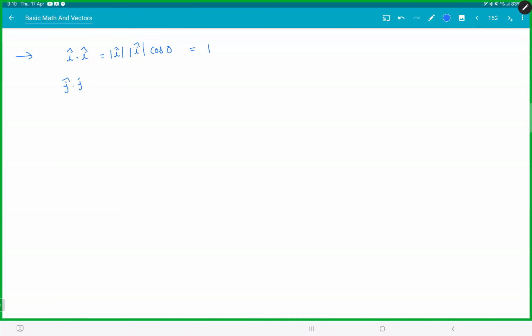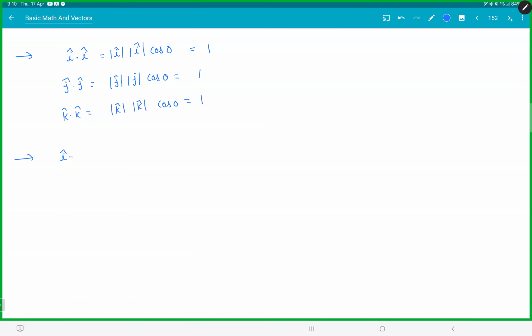Similarly, J cap dot J cap will be the same thing. Mod J cap is 1. Y and Y axis parallel, 1. If you do K dot K, this is also mod K cap, cos 0. This is also 1. So if you do the like vectors, you always get 1.